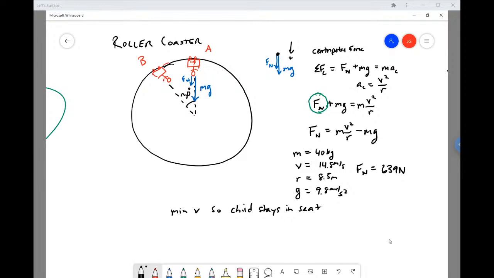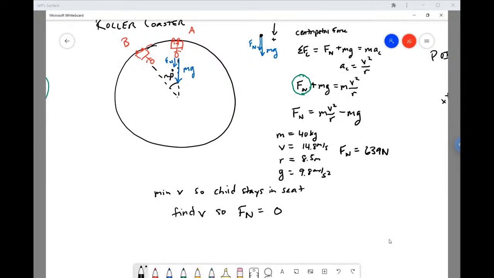And until the seat is no longer necessary to help supply that centripetal force. The normal force isn't necessary anymore. In other words, the child's weight is sufficient to supply the centripetal force, the center pointing force. So in this problem, part C, what's it saying? Find V so the child stays in the seat. That's another way of saying find V so the normal force is equal to 0.